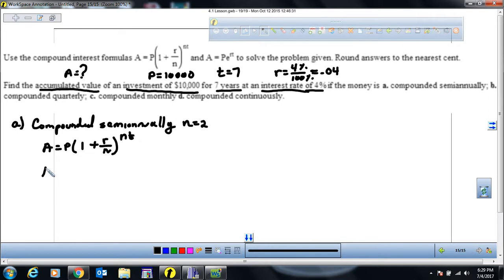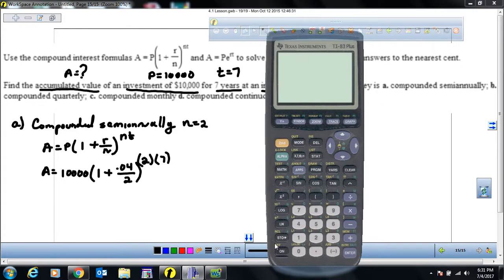And we're looking for A when P is equal to $10,000, which is my investment, when the rate is 0.04, which is 4%, and it is invested 2 times during the whole year, for 7 years. Okay, so we're going to use the calculator to find the result for this problem.